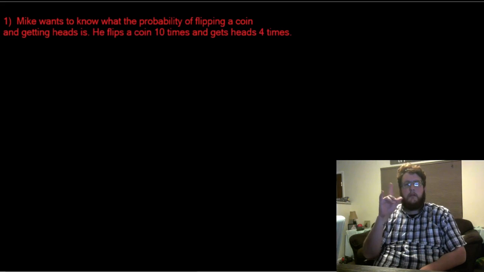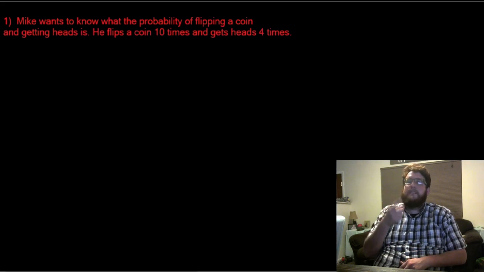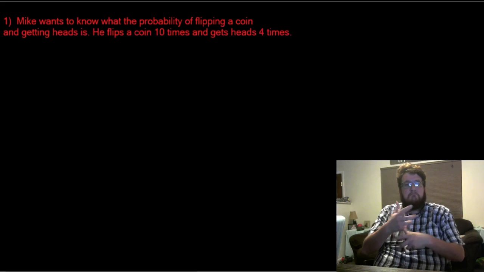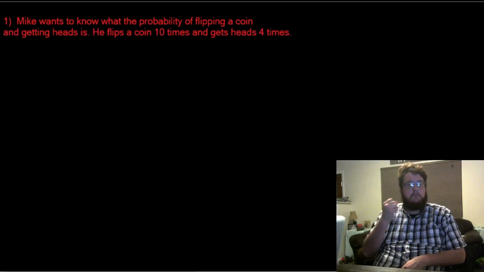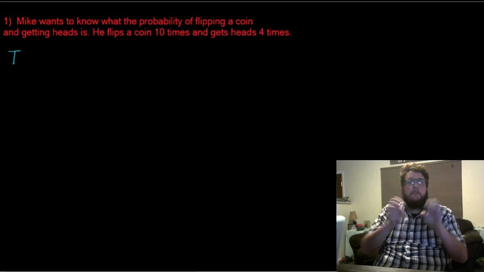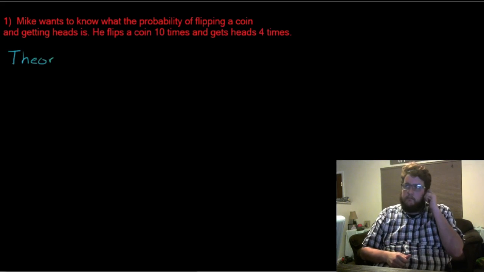So number 1 says that Mike wants to know what the probability of flipping a coin is and getting heads. He flips the coin 10 times and gets heads. So for these ones we need to identify the theoretical probability and the experimental probability. So first we'll start with the theoretical probability. I'll just call that theoretical.